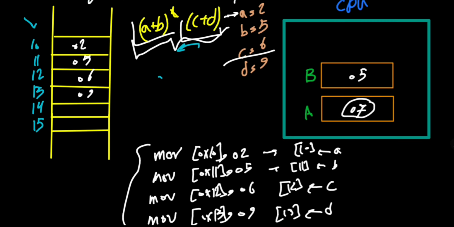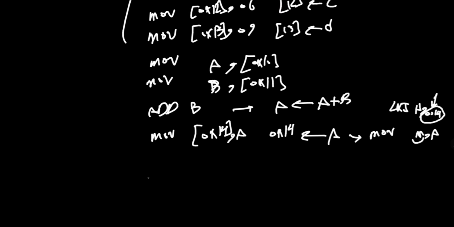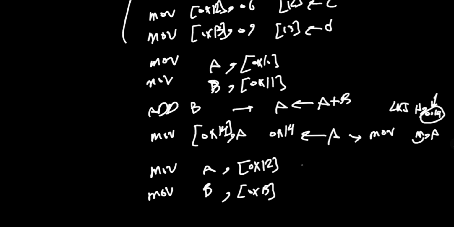The reason is because you want to empty the A register so that you could use it for execution of the operation of C plus D. So your goal now is to move the value inside the, also let's say that now we have 07 in here. Now you want to move the value of the 12 memory cell inside the A. So you say move 12 inside the A register and move 0x13 inside the B register.